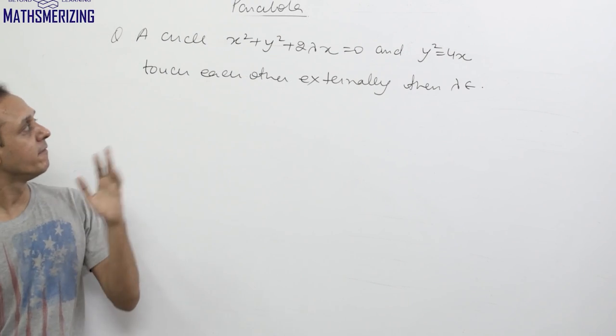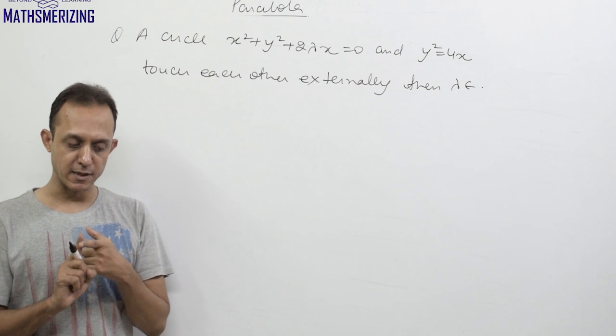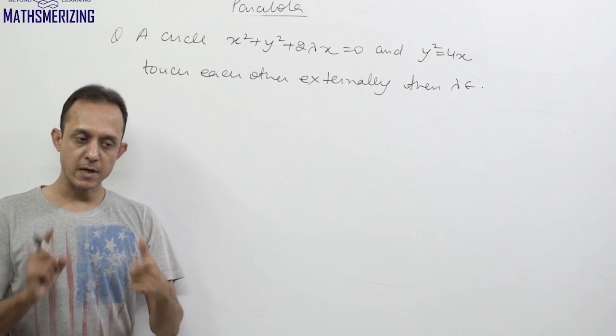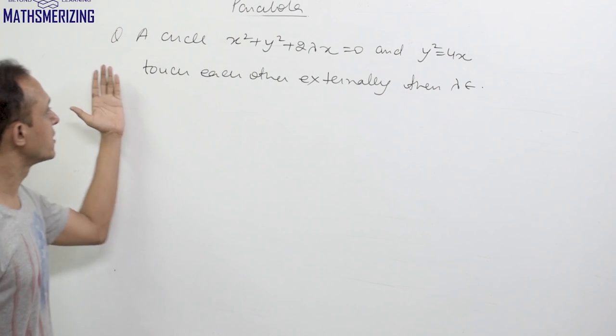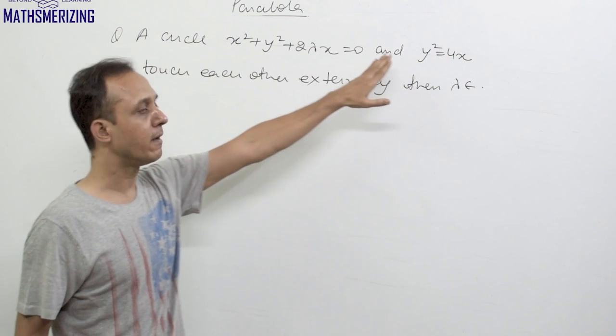Now in the previous video we have discussed how to find the condition of tangency for a line and a parabola. We can use the same method for the condition of tangency for a circle and a parabola.